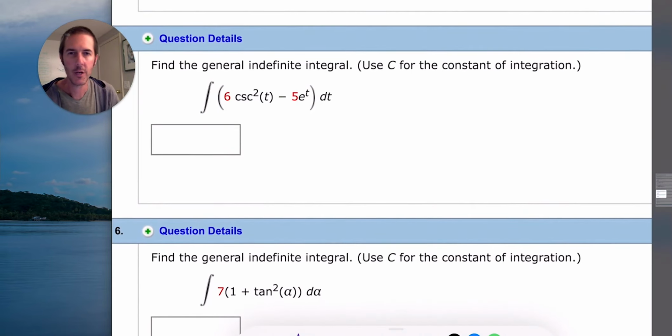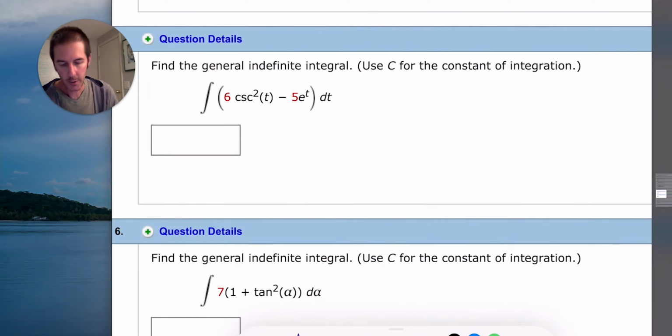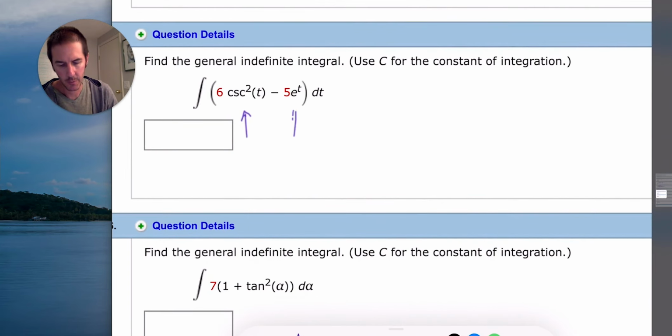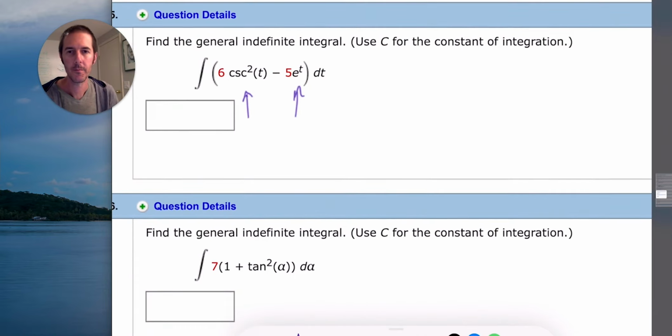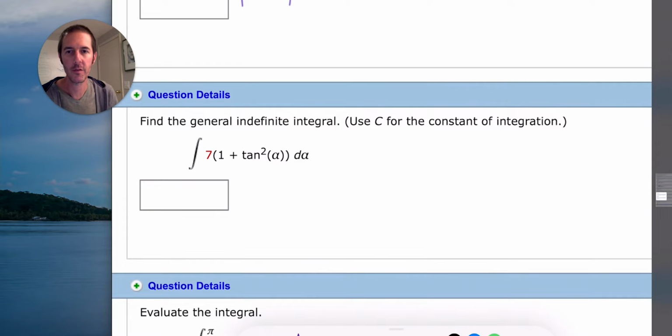Number 5, the general indefinite integral. Check your integral table and see what is the integral of cosecant squared. Check your integral table. What's the antiderivative of e to the power of whatever? In this case, it's e to the t. On your table, it might say e to the x. On your table, it might say e to the u. U usually represents an entire expression, but we're not there yet. Don't forget the plus c.